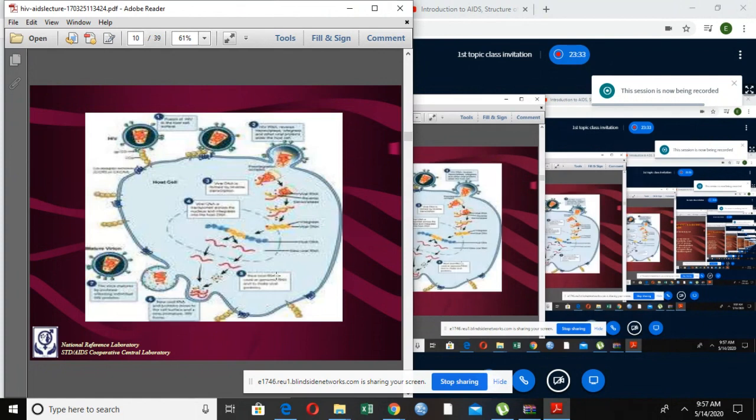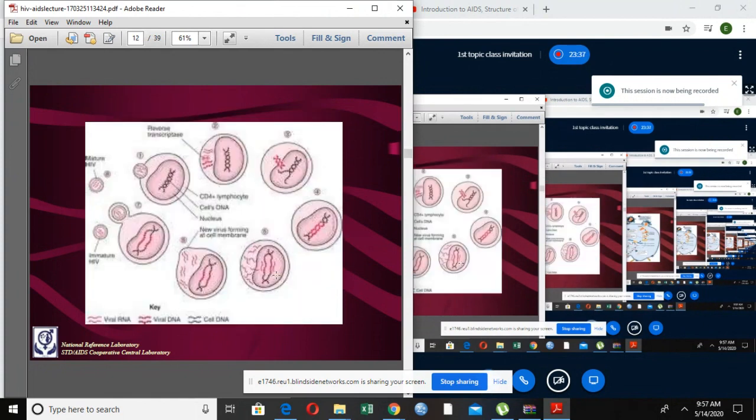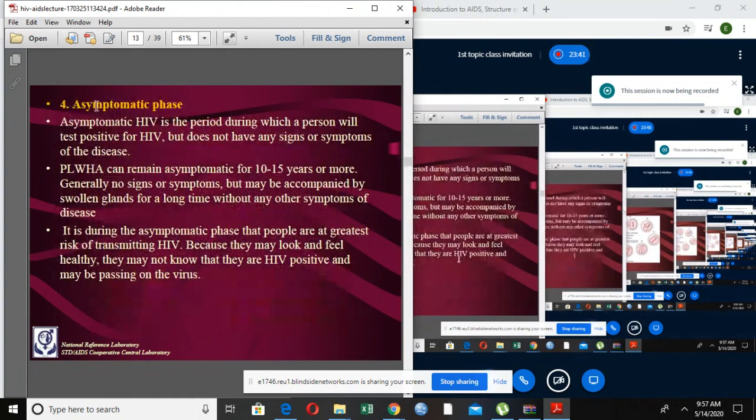Then we have that diagram. I don't know whether it is very clear for you to see. It's just an explanation of how that happens. Then we have another level, phase 4, and this is the asymptomatic HIV phase. This is the period during which a person will test positive for HIV but does not have any signs or symptoms of the disease.